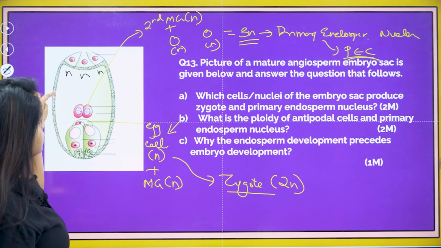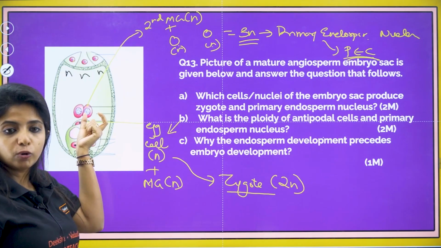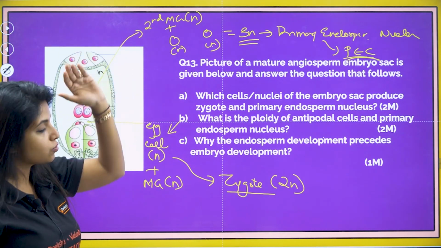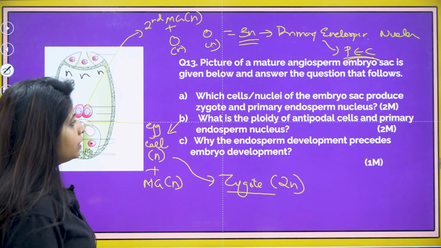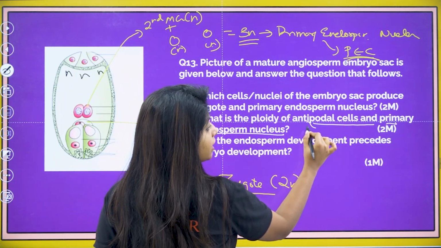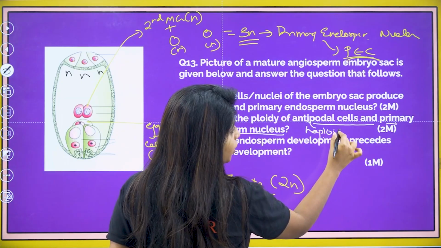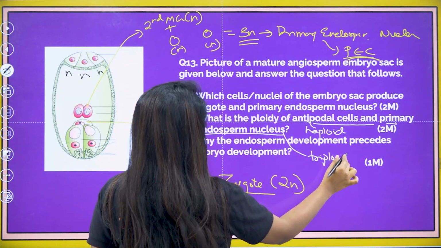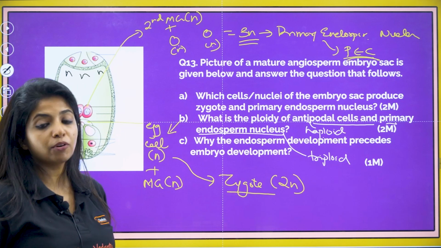But if you talk about the central cell, since it has two polar nuclei, n plus n, 2n. That is the only diploid cell, and now it has become triploid also. Okay. Now, what is the ploidy of antipodal cells and the primary endosperm nucleus? The antipodal cell, as you know, is haploid. If you talk about the primary endosperm nucleus, it is what? Triploid in nature. Now, ma'am, why does the endosperm development precede the embryo development?